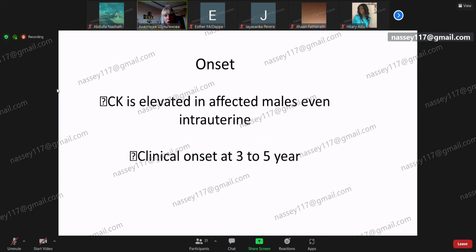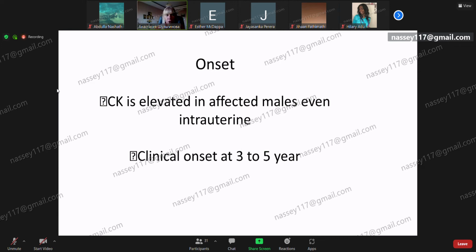As I have already said before, clinical onset at 3 to 5 years. Creatine phosphokinase is elevated in affected males, even in utero. Moreover, we will say that clinical manifestation will be at age 3, not earlier.